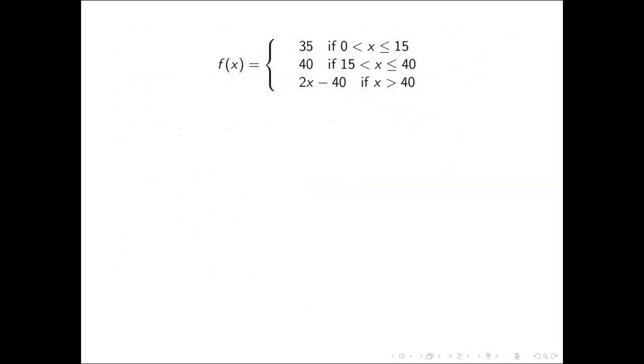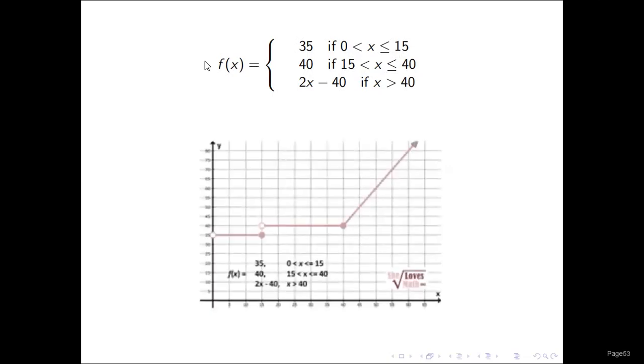There it is. I simply combined all of them into one line, or say paragraph here. F of X equals 35 if X is between 0 and 15, including 15. Greater than 0, why? No dog has 0 weight, technically, okay? F of X equals 40 if between 15 and 40, including 40. And what we got a while ago, for greater than 40, it's 2X minus 40. So that's the model function. And the graph is there.